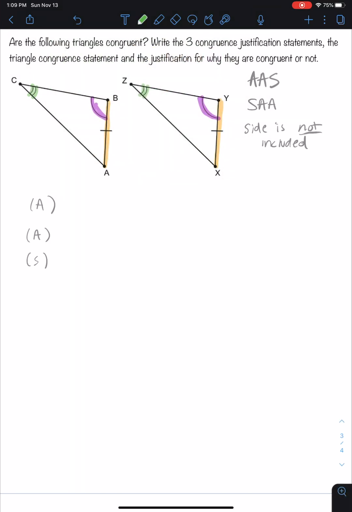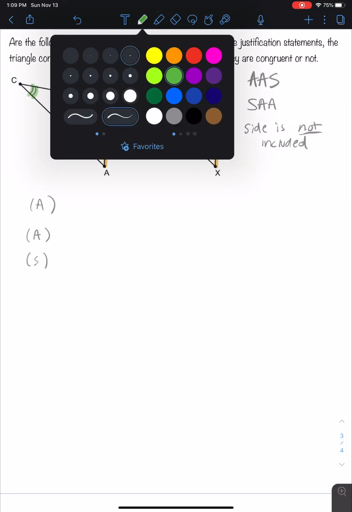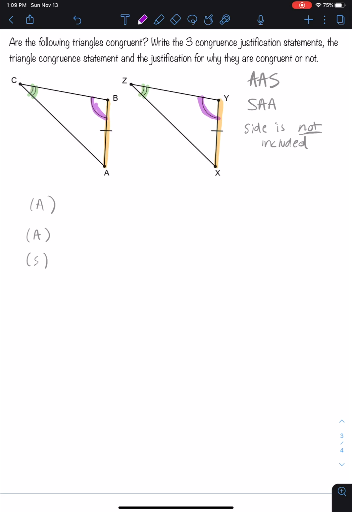So first we're going to talk about our first pair of angles that are congruent. Let's do the angles with one set of tick marks. So angle B with angle Y. If we're talking about angle B, we want the vertex B to be in the middle. So angle CBA is congruent to angle Y, which we want Y in the middle. So we're going to say angle ZYX.